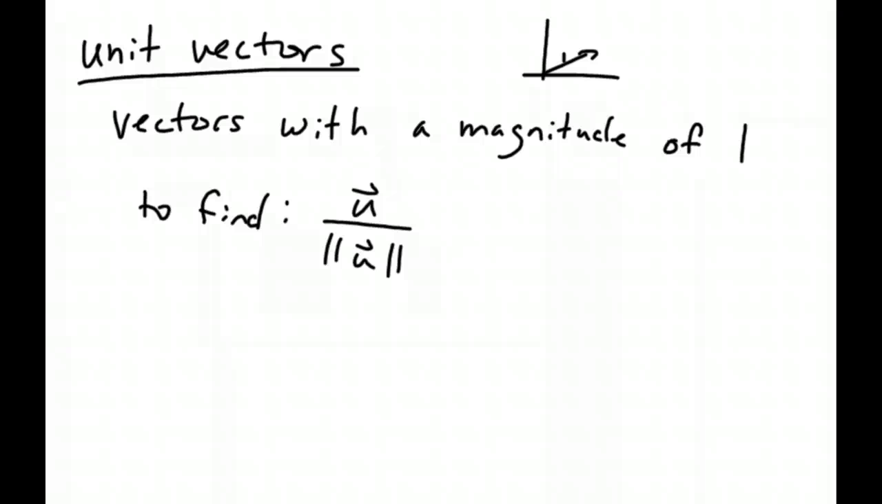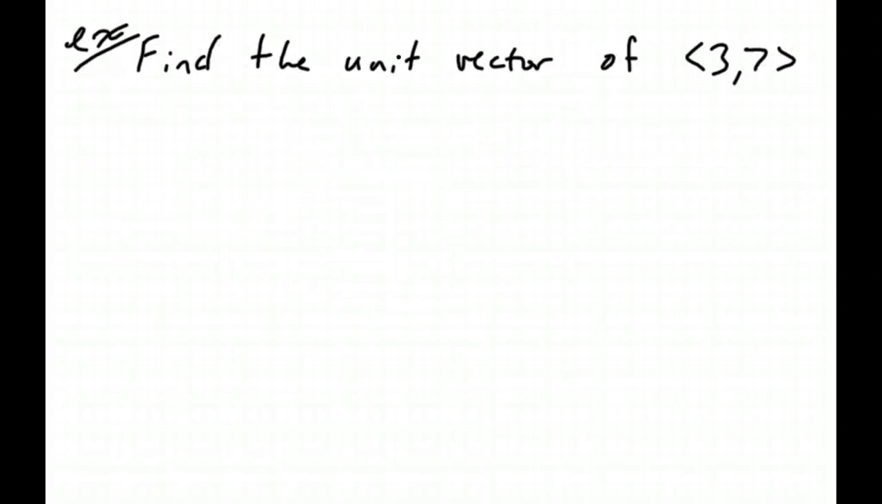in the end. Basically, if we're given a vector and it says find the unit vector of this vector, then use this. You're going to take the vector and divide it by the magnitude. So let's look at one. So let's say we have to find the unit vector of 3, 7.